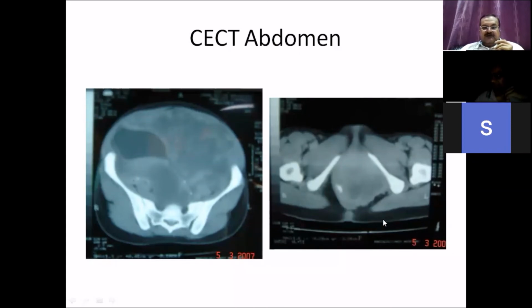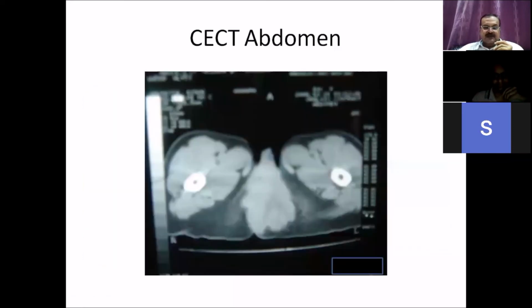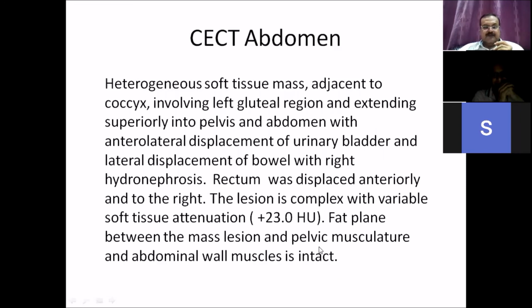But unfortunately, the picture here is very poor. This is an old case. I tried to take pictures. And this is the picture taken at the level of the upper part of femur bone. And you can see the extension of the tumor through the perineal musculature into the perineum.